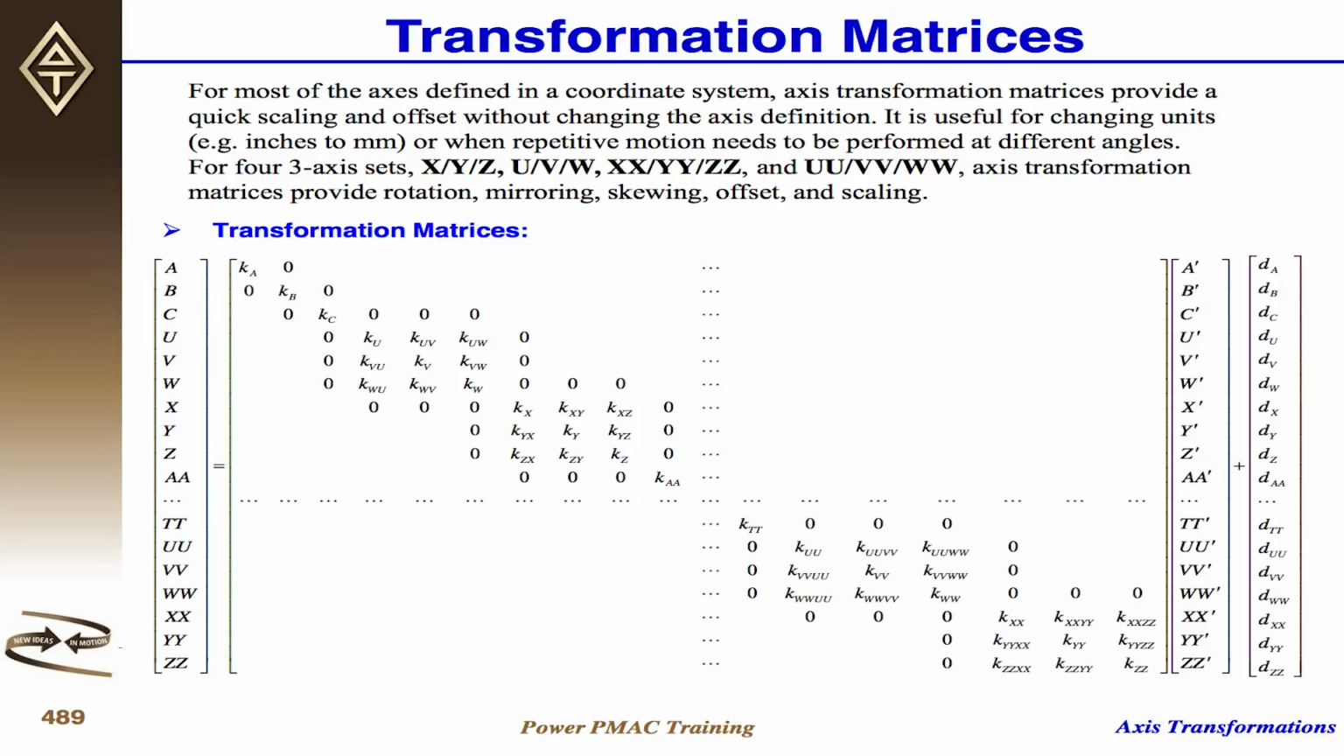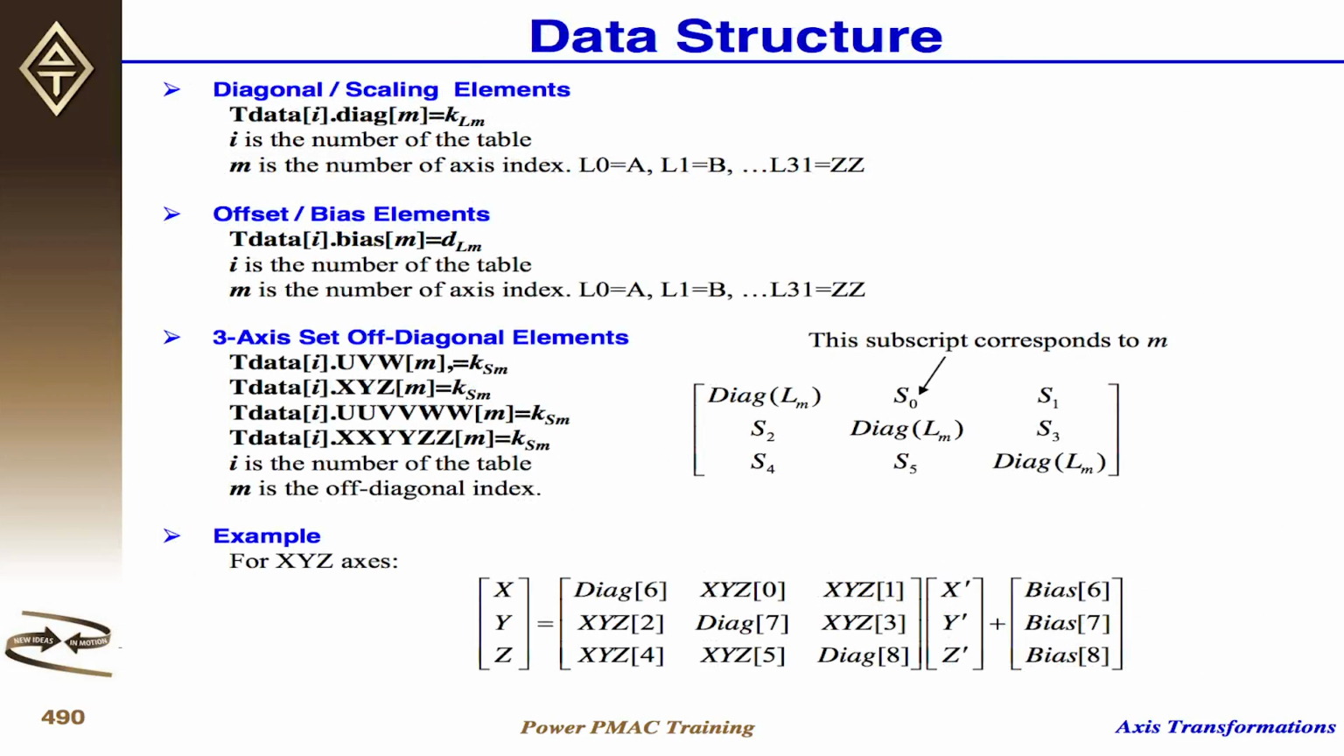So, okay, this is how we define it. It's called T theta I bias M. So M is still the index from A to ZZ. For all the axes, you will have this. For this part, the 3-axis set of diagonal elements, you will only have the 4 sets that I mentioned. So this is how we defined it.